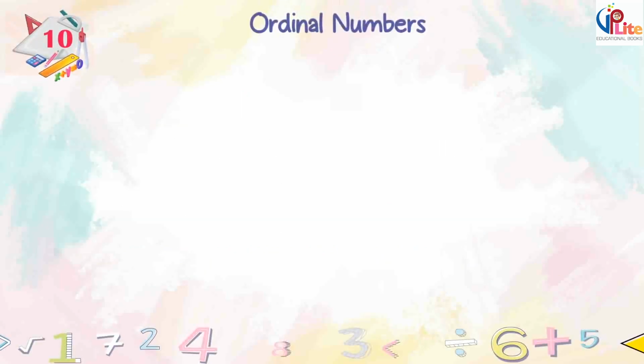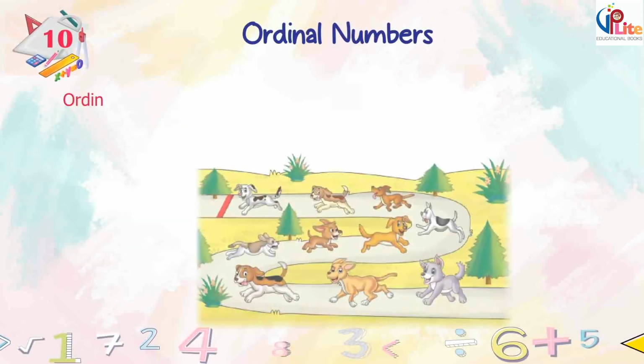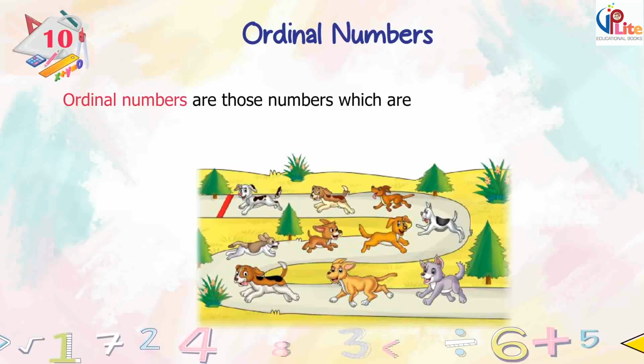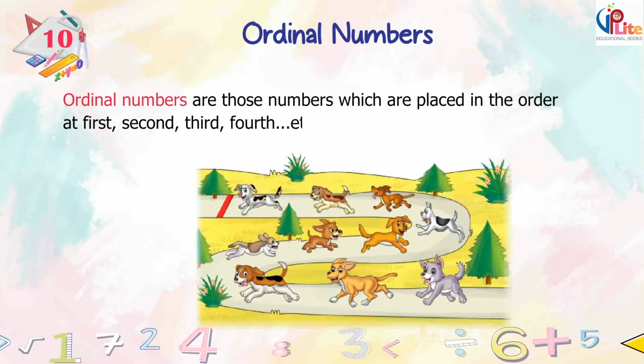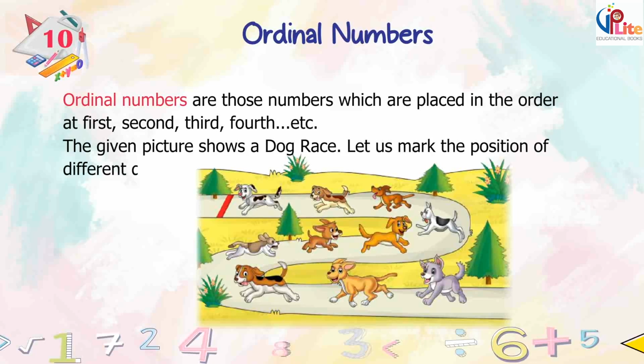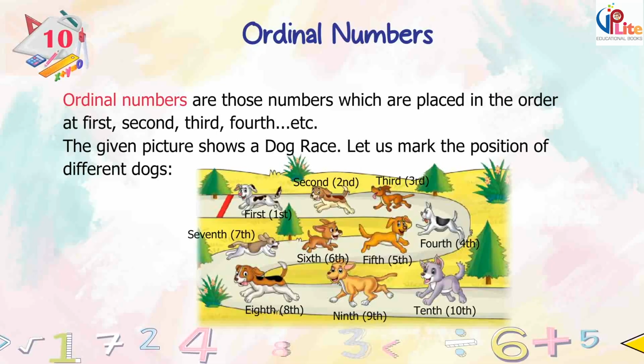Chapter 10. Ordinal numbers. Ordinal numbers are those numbers which are placed in the order at first, second, third, fourth, etc. The given picture shows a dog race. Let us mark the position of different dogs. First, second, third, fourth, fifth, sixth, seventh, eighth, ninth, 10th.